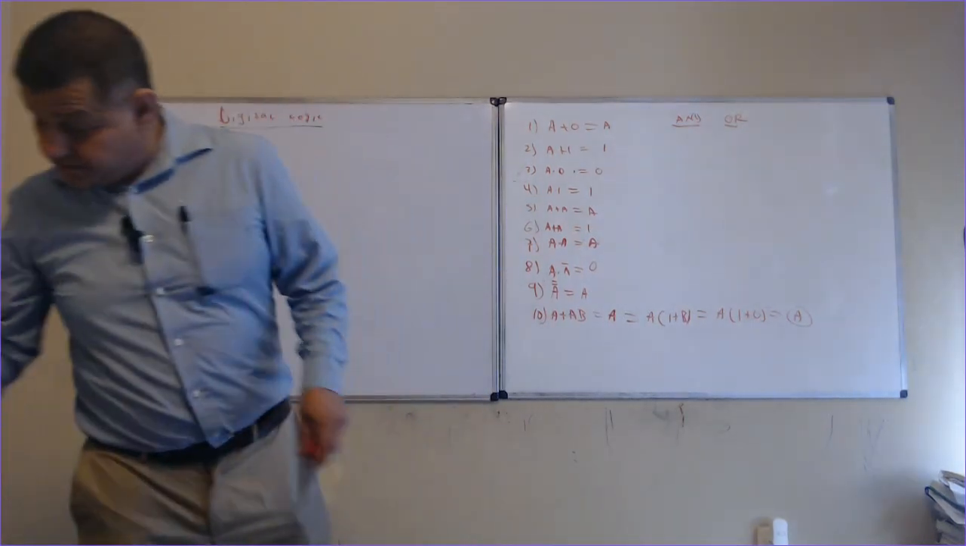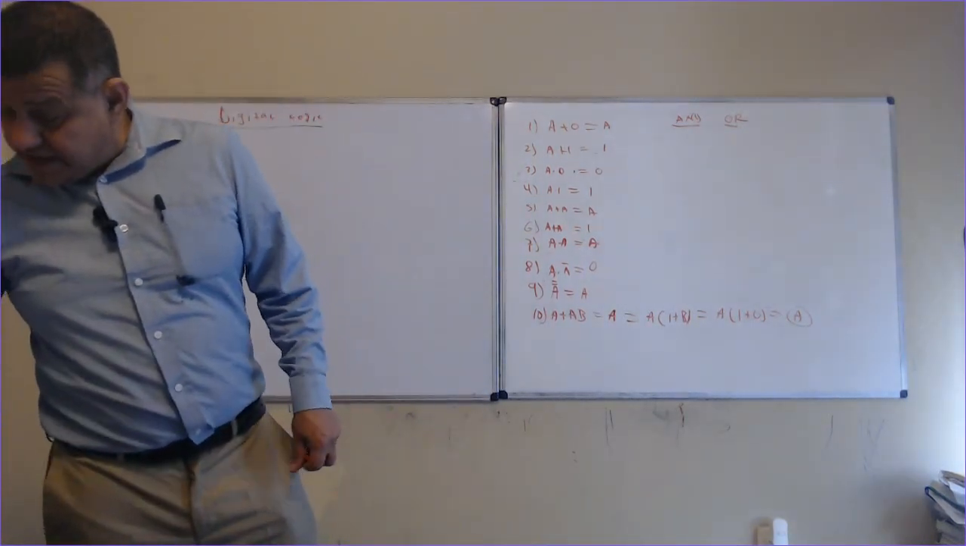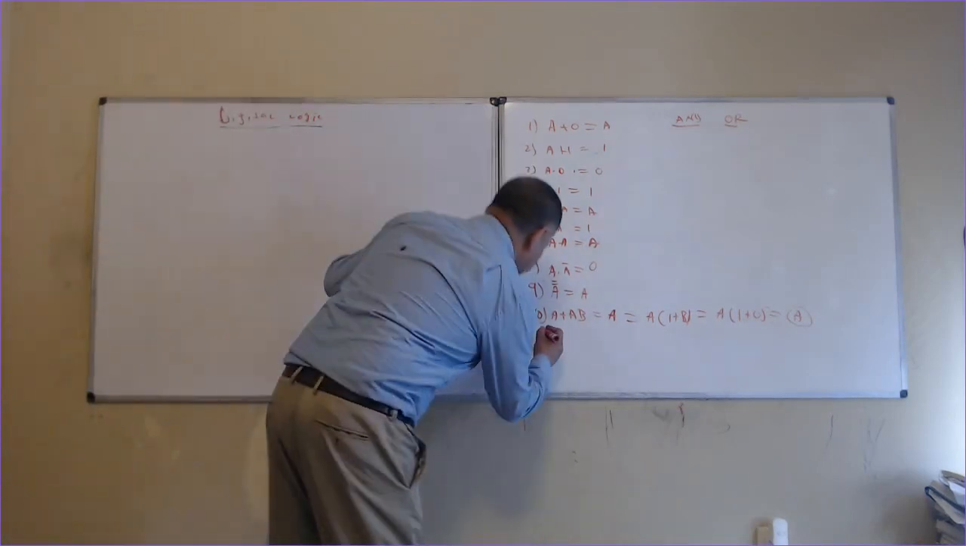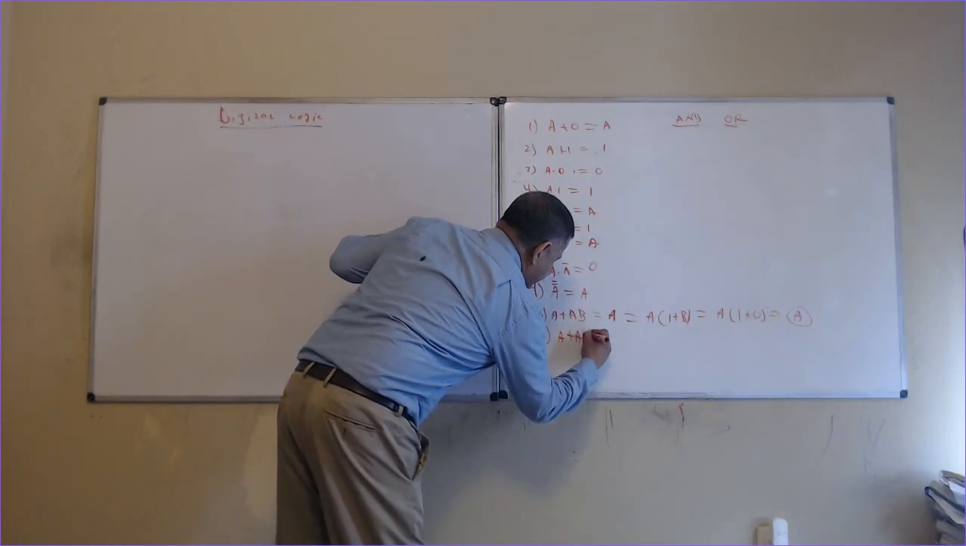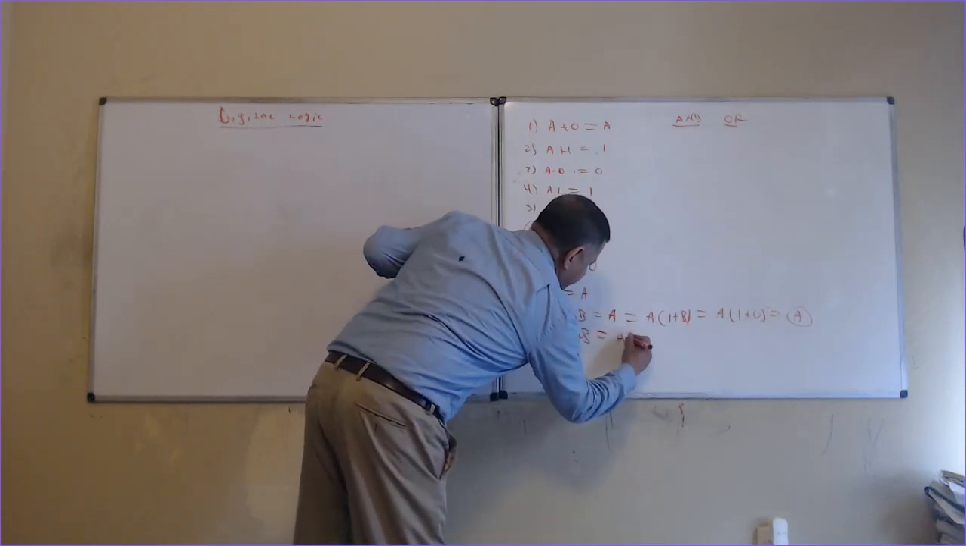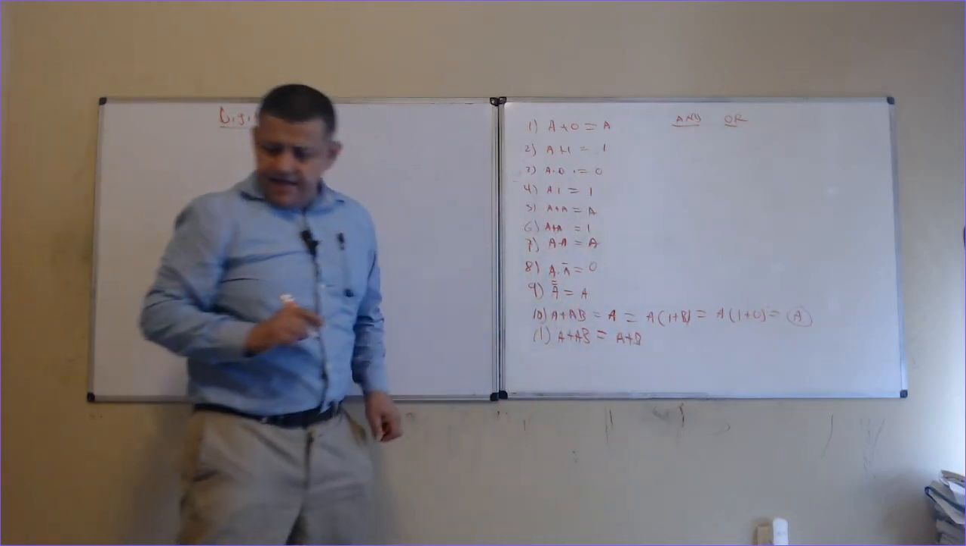Next, 11 is the same thing. So 11, just A plus AB is equal to A plus B. Now, that's number 11.